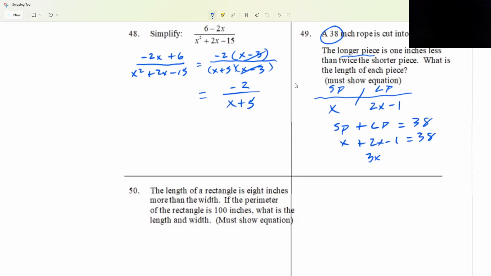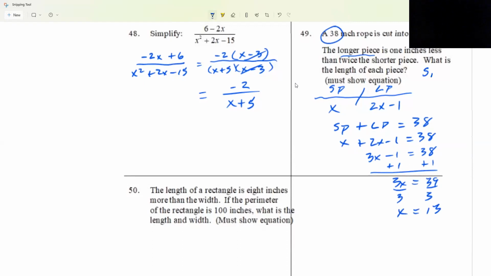Combine stuff. Add 1, you get 3x is equal to 39. Divide by 3, divide by 3, and you get x is equal to 13. So what does that tell me? It tells me that the shorter piece is 13 inches. The longer piece is going to be 2 times 13 is 26, minus 1 is 25. And when you add those two up, that's what you get. When you're doing these things, maybe you need to show your equation.